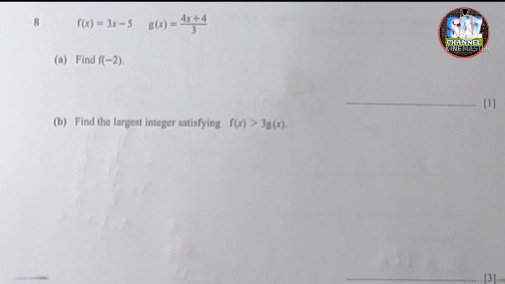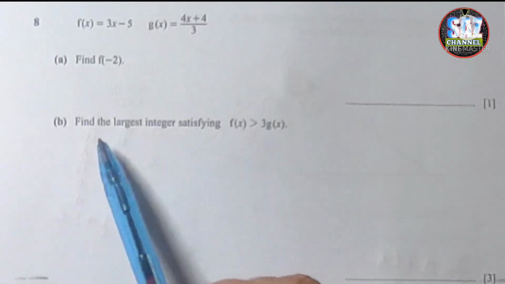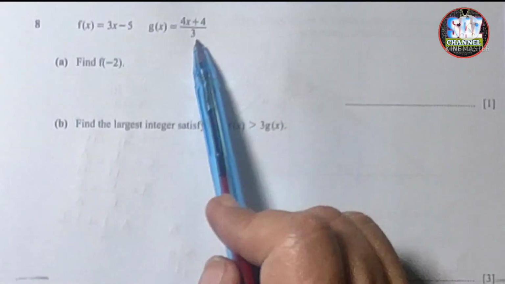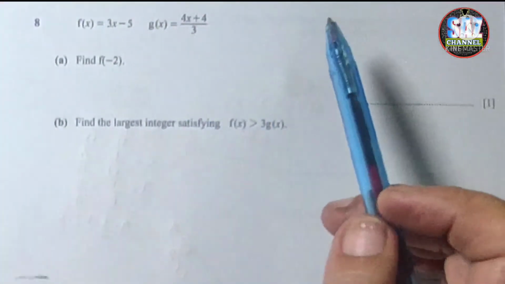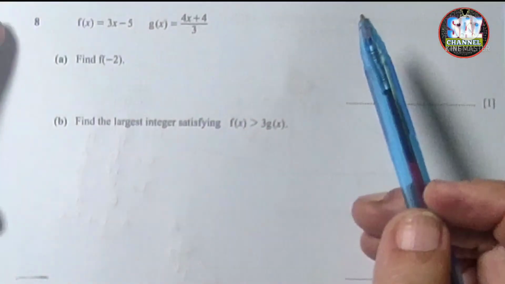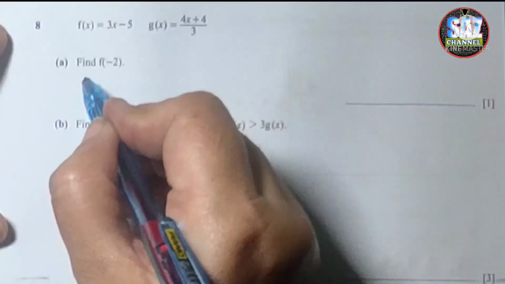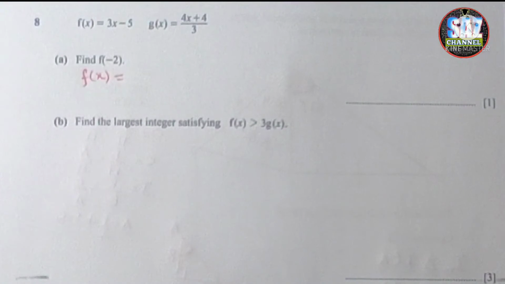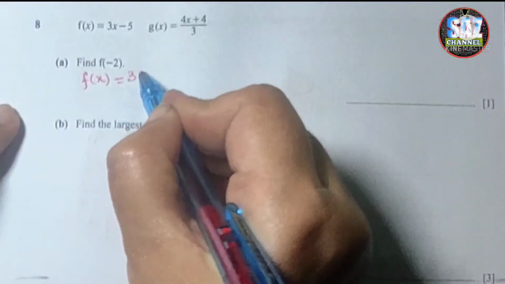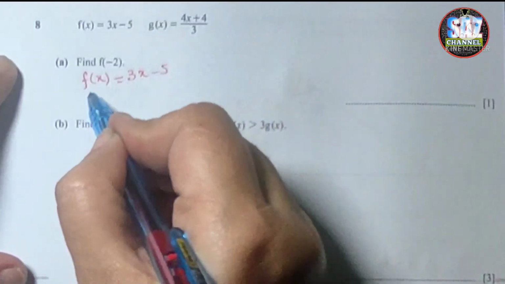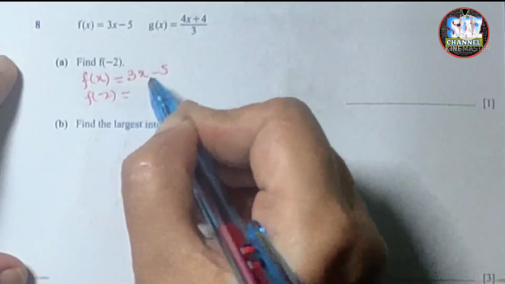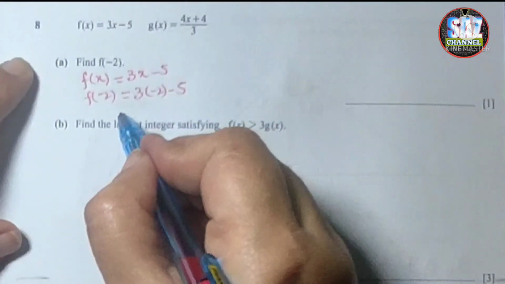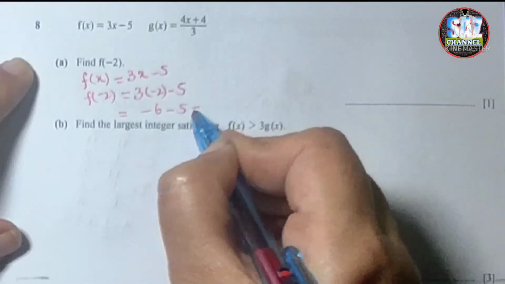Okay, let's read question number 8 first. Question 8 says that f of x equals 3x minus 5 and g of x equals 4x plus 4 over 3, and find f of minus 2. Again, a really easy question, a combination of algebra and inequality with functions. For f of minus 2, we take the function f of x and the input is minus 2. Instead of x, we replace x by minus 2. 3 into minus 2 minus 5 gives minus 6 minus 5 equals minus 11.